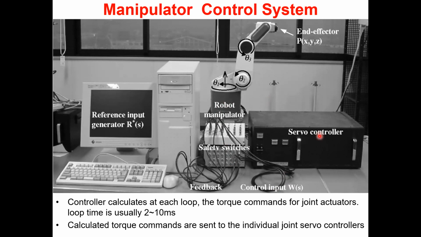And in industrial manipulators also, you have what's called the deadman switch. The moment you release it, the robot stops, freezes. Those are the safety features. So that is how a manipulator operates.